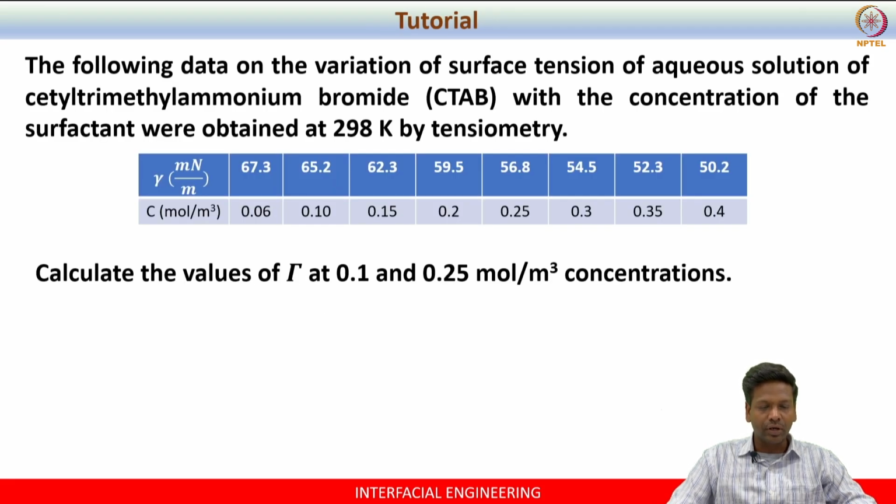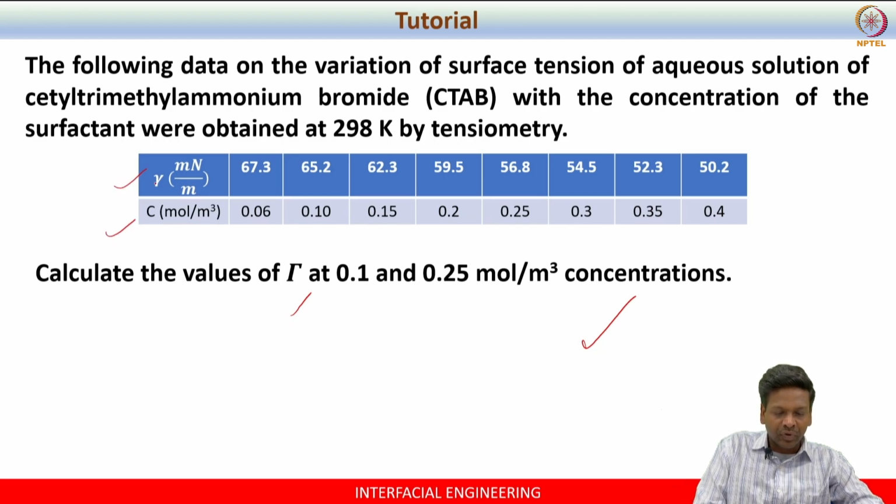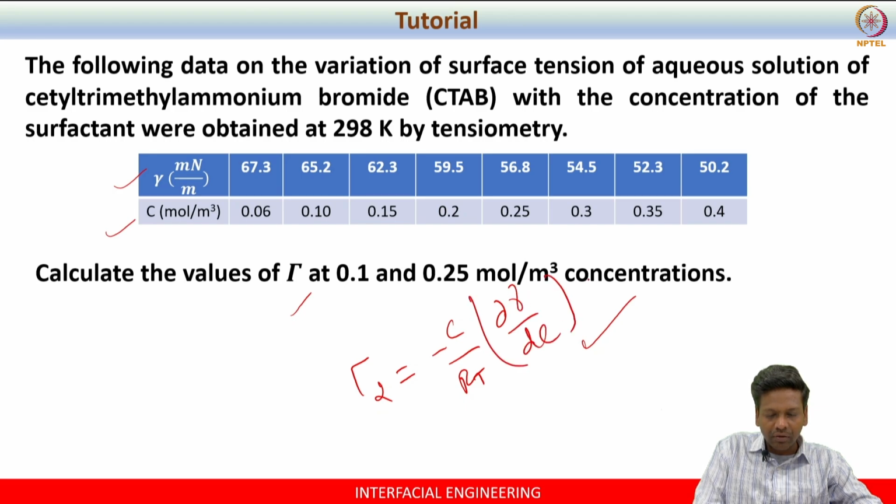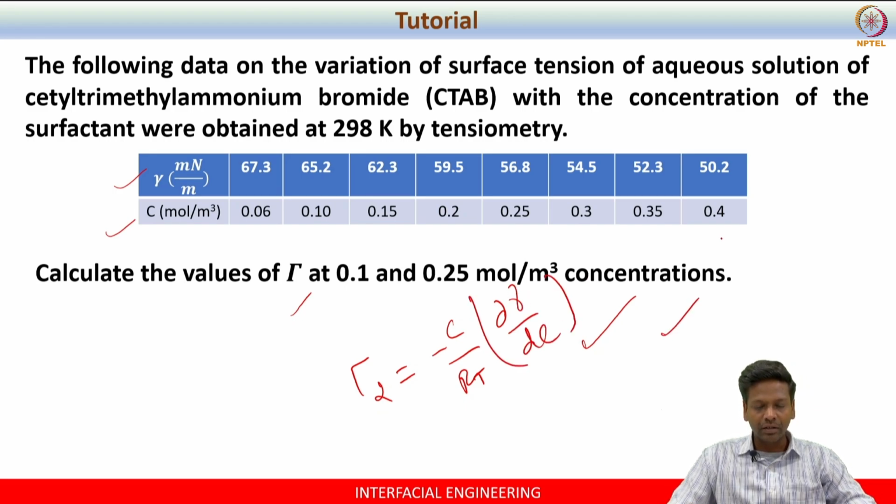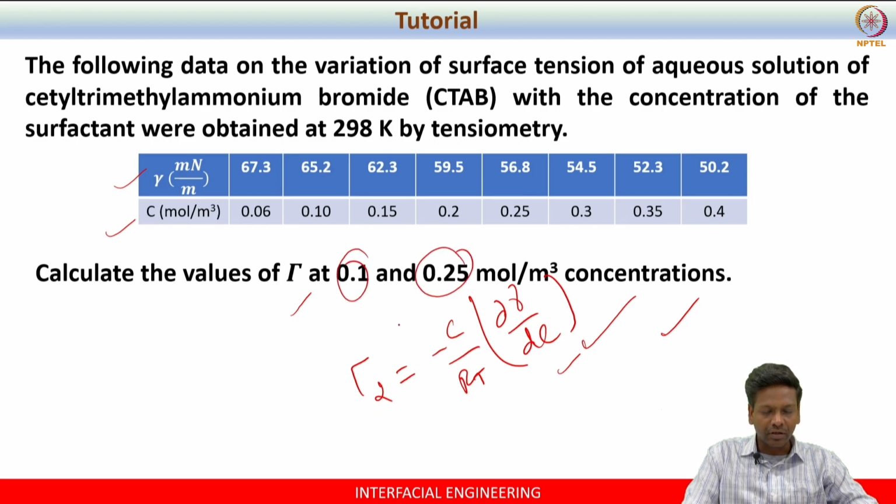So today's tutorial is going to be how you can calculate the surface excess, right? The data has been given, gamma and C data. We know the surface excess of solute is nothing but C by RT times d gamma by dC. This is the formula that we obtained when we derived the Gibbs adsorption isotherm. So what we need to know is d gamma by dC.